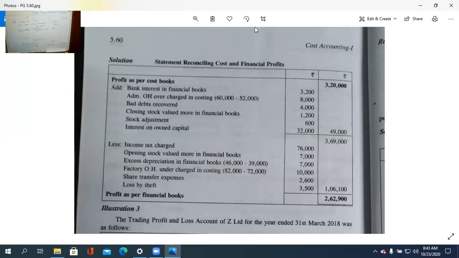Then excess depreciation. Then factory overheads undercharged in costing. Undercharged in costing, that is 82,000 minus 72,000. The 10,000 charged in excess should be taken there. Then share transfer expenses.